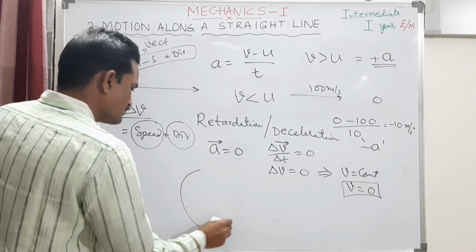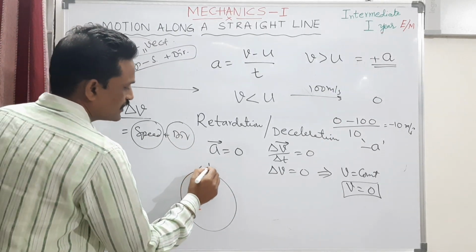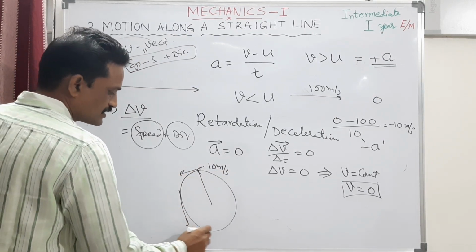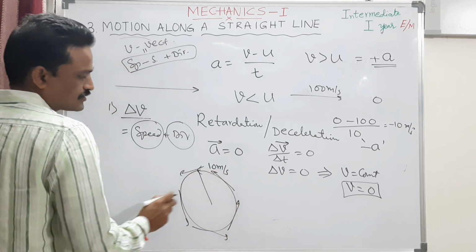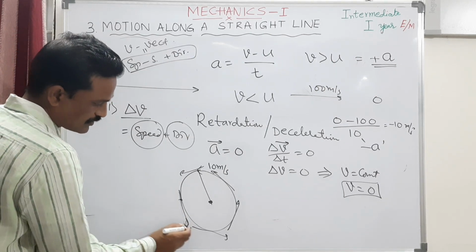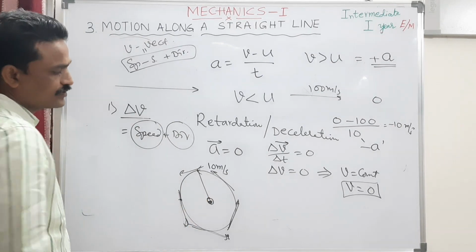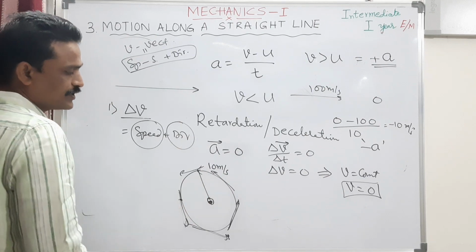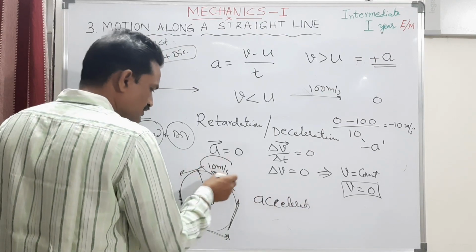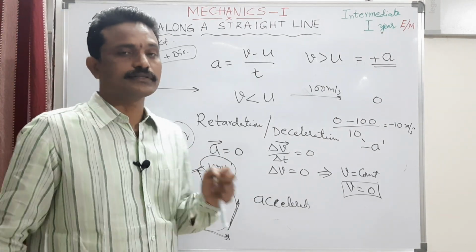Suppose a boy is running along a circular path with a constant speed of 10 meter per second, but his direction is changing. His direction is given by the tangent, and it is changing at different positions. The direction of velocity is this one here, then it changed, then it changed. It indicates that in the case of circular motion, even if the boy is running with a constant speed, you have acceleration, though there is no change in the magnitude of the velocity. Since the direction is changing, there you have acceleration.